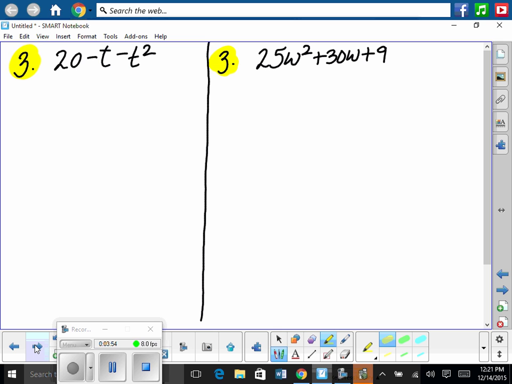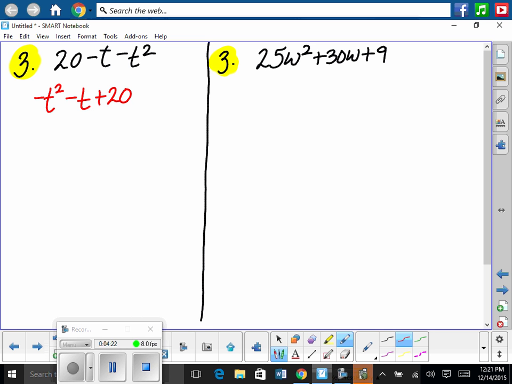Okay, it says factor, or rewrite each expression in factored form. So that means factor it. Now remember, factoring a polynomial just puts it in a different form. It's the exact same thing, it's just in factored form. So first, before we do anything here, we put it in standard form. So I have -t squared minus t plus 20. Now from here you could do what multiplies to be a times c and adds up to be b.